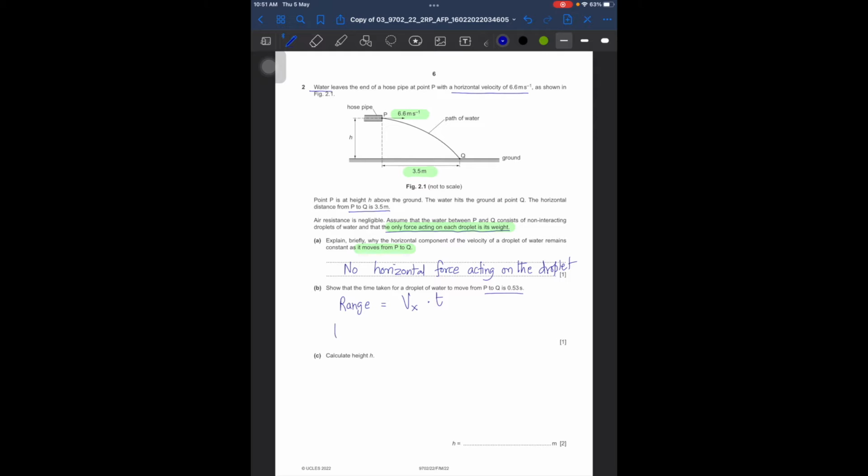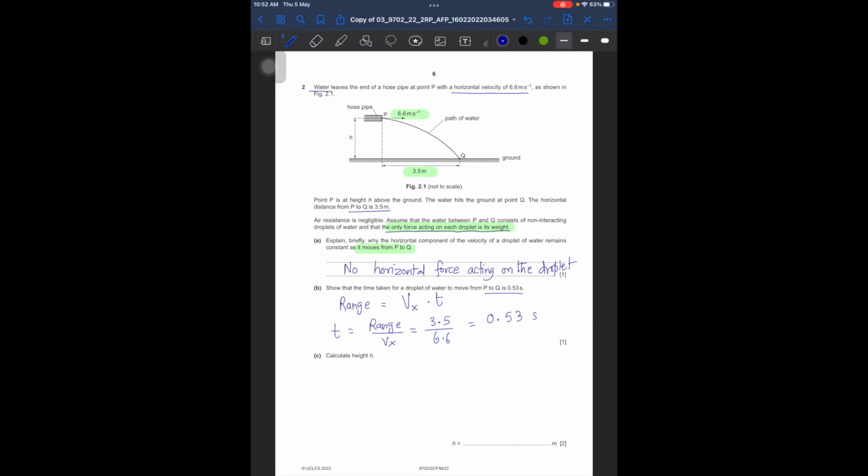That is the time, yeah? So t is equal to range over Vx. What's the range? 3.5. Vx is 6.6. You can calculate that, and that's it. We showed it. 0.53 seconds. Now, as soon as you got the time, there is something you need to register in your mind, that now we have got the time for vertical motion as well.